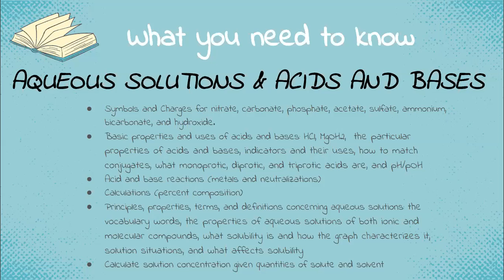And so we need to know the particular properties of acids and bases, like whether an acid is sour or a base is bitter, their chemical compositions, stuff like that. We need to know what indicators are and what they're used for, indicators like methyl red, and how you use them when it comes to acids and bases and pH. You also need to know how to match conjugates, which are in the notes in the packet, what monoprotic, diprotic, and triprotic acids are, and pH and pOH, and how to calculate them.